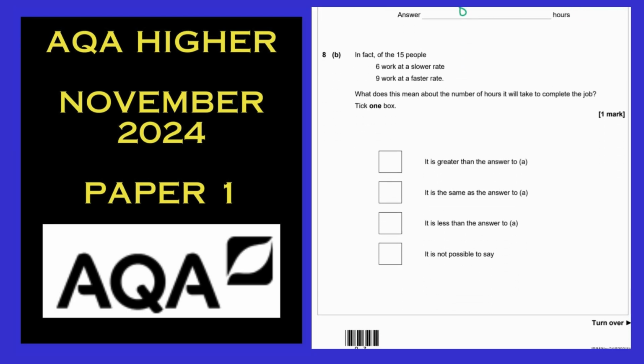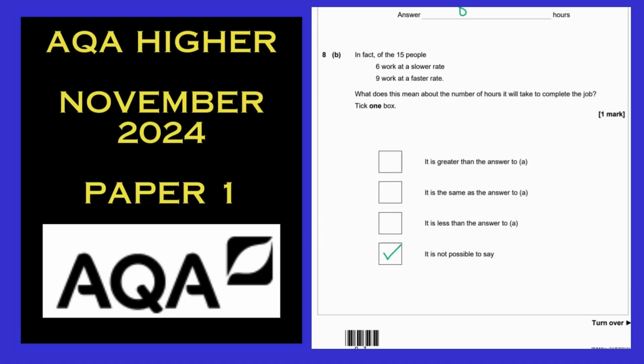8b. In fact, 6 are slower, 9 are faster. What does it mean? Well, here's the problem. How slow is slow? How fast is fast? These 9 people could be the absolute world-leading experts, literally the fastest people completing this task in the world. These 6 might be quite good, just a little bit below average, in which case it would definitely speed up the job. But these 9 might only be a bit faster, and these 6 might be so bad, they are the worst in the world. So we just haven't got a clue.